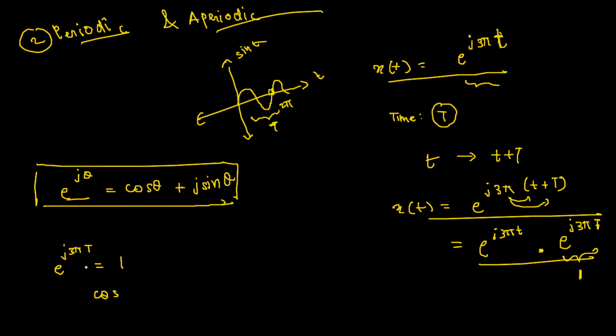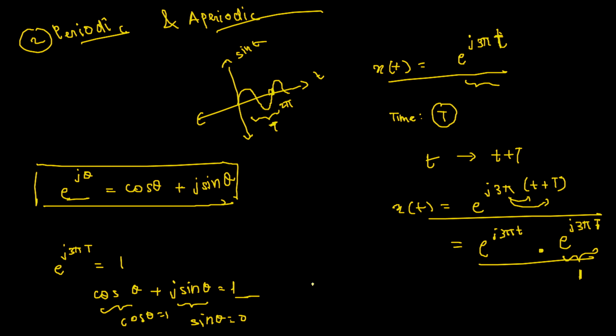What is the exponent here? So I need to get cos theta plus j sin theta equal to 1. So for this to happen, since there is no complex part on the right hand side, the complex part over here needs to be 0. So sin theta should be 0 and cos theta should be 1.